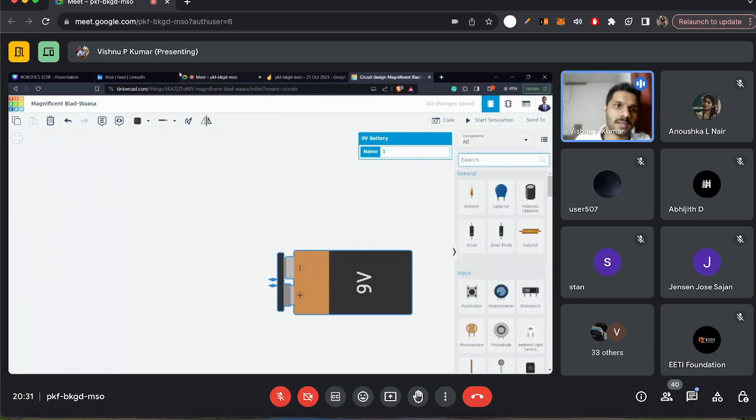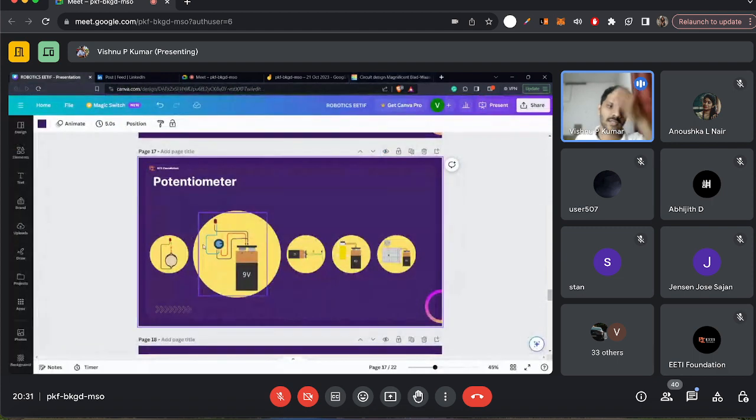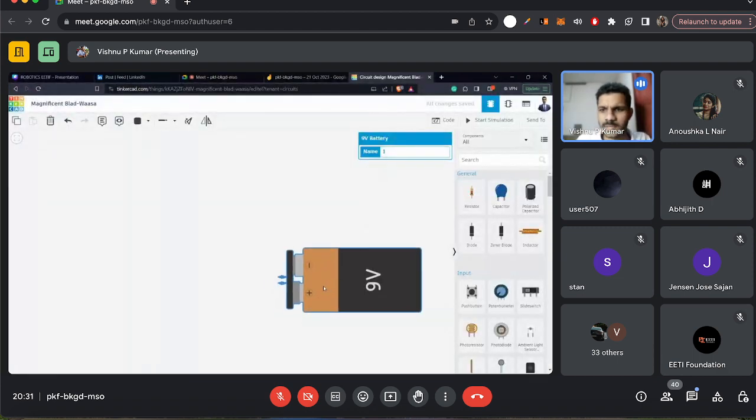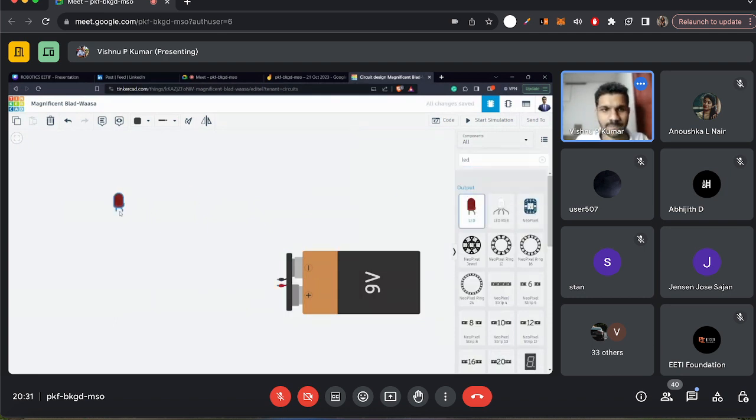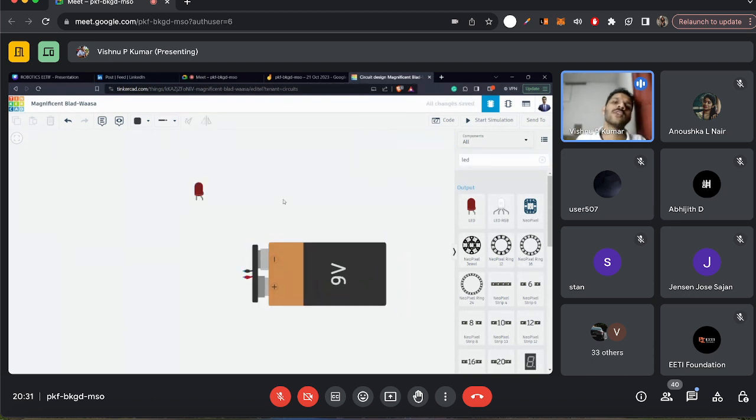Earlier we have kept a resistor, right? So instead of the resistor, we are just going to keep a potentiometer. That's it. What is a potentiometer? Variable resistance, or we can adjust the resistance. Exactly. So in the previous case, we have just used a constant resistance, and now we are going to use a variable resistance. Okay, that's it.